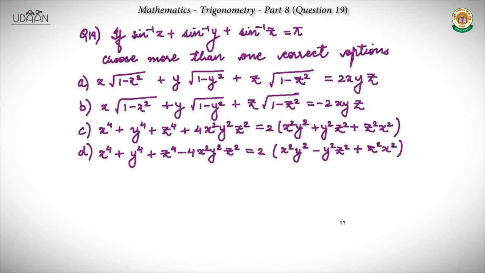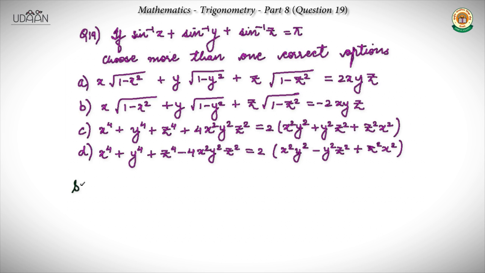Alright, so we have question 19 here. If sin inverse x plus sin inverse y plus sin inverse z is equal to pi, then choose the correct option. और ये एक मल्टीपल चॉइस क्वेश्चन है जहाँ पे कुछ ऑप्शंस दिए हुए हैं. ओके, तो देखते हैं कि इस क्वेश्चन को कैसे अप्रोच करना है.